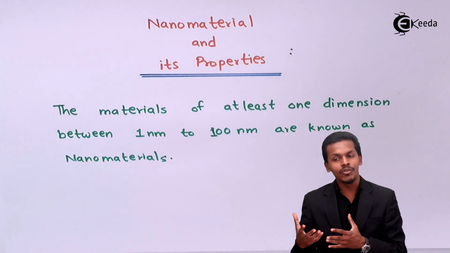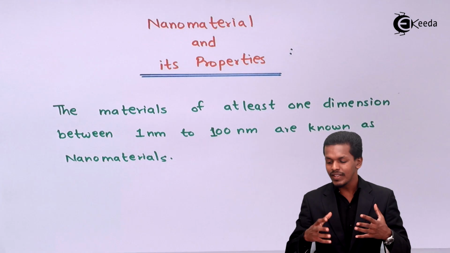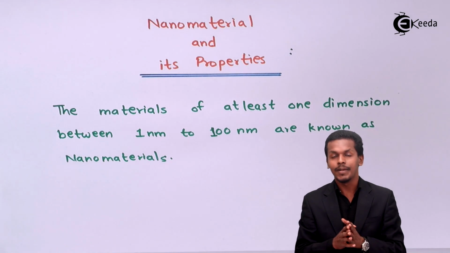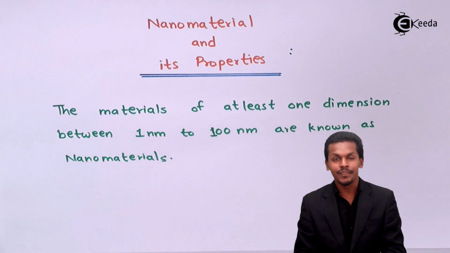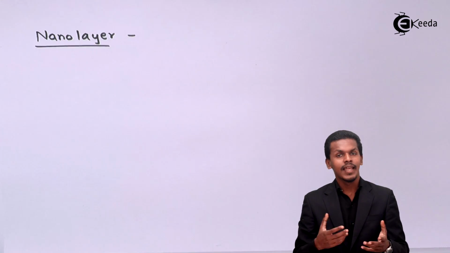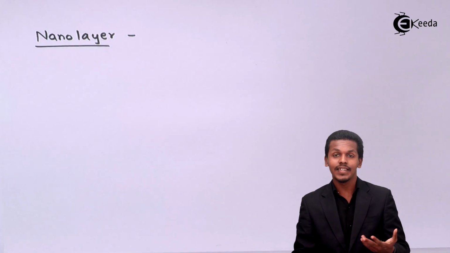So we are going to talk about that also, but for an example, let us understand what the different kinds of nanomaterial are that we are going to discuss in this lecture. Talking about the first one, that is nanolayer. So what is nanolayer? Let us understand the definition of it also.